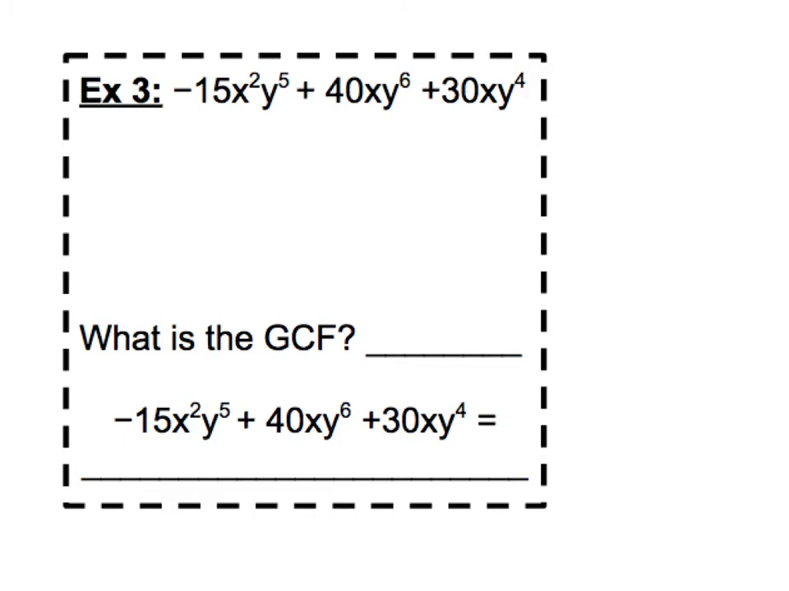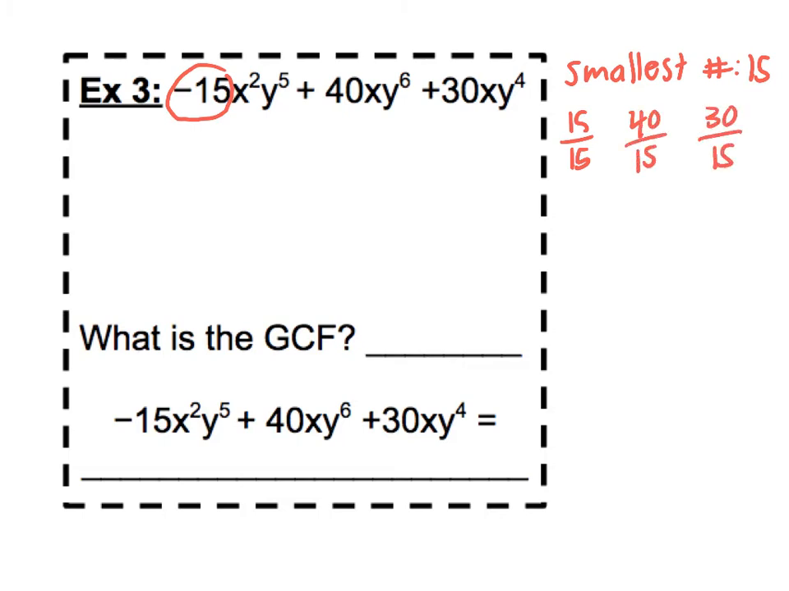All right, number 3, we have negative 15x squared y to the 5th plus 40x y to the 6th plus 30x y to the 4th. So I notice my smallest number out front is 15. So we know our smallest number is 15. So I want to see if I can do 15 divided by 15, 40 divided by 15, and 30 divided by 15. If I do 15 divided by 15, I get 1.